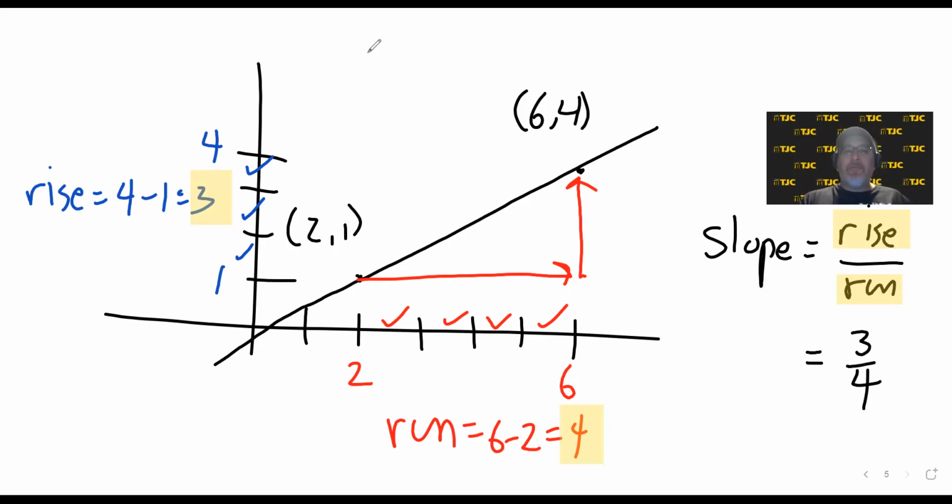Rise over run. But we don't have to draw a picture and check off spaces and make sure they're right and everything. So we need a more systematic way to calculate slope. Well, look at what we did to get to the 3 and the 4. To get the 4, the run, we subtracted the x's. And to get the rise, the 3, we subtracted the y's. And we can do that every single time.